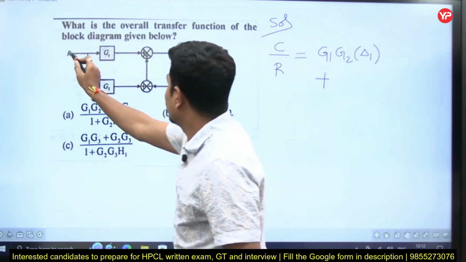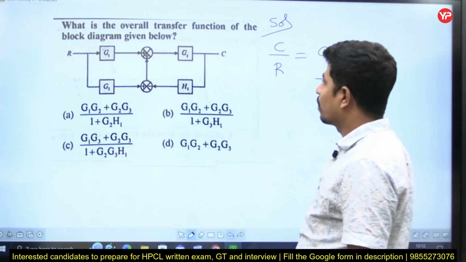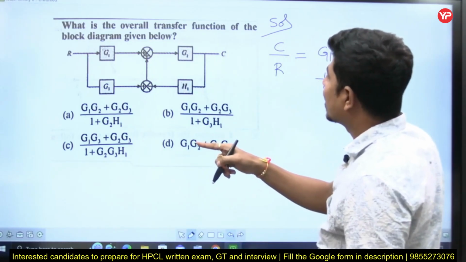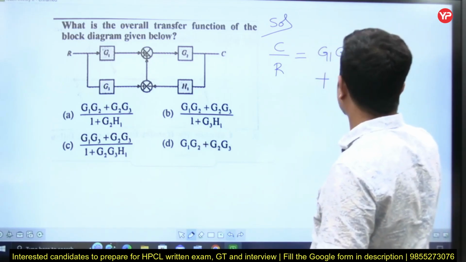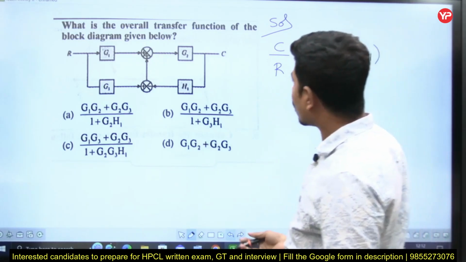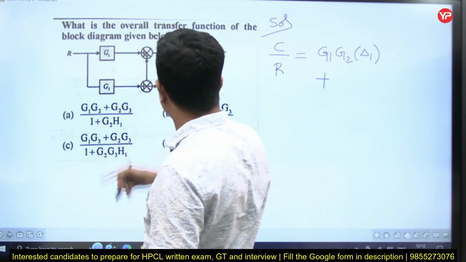How many forward paths are there? I think there are only two forward paths. This is the second forward path, that's all. There is no other path. So the second forward path is G1, this is also G1 into G2. Or this is G1, this is G2, this is also G1.